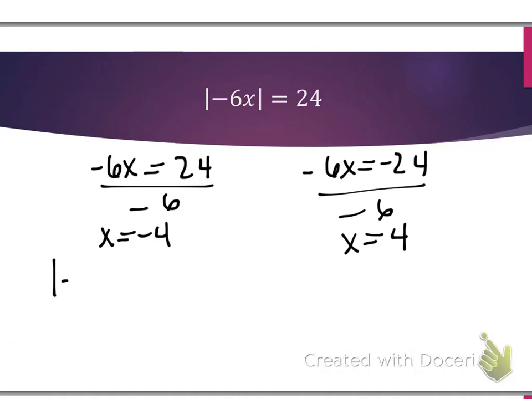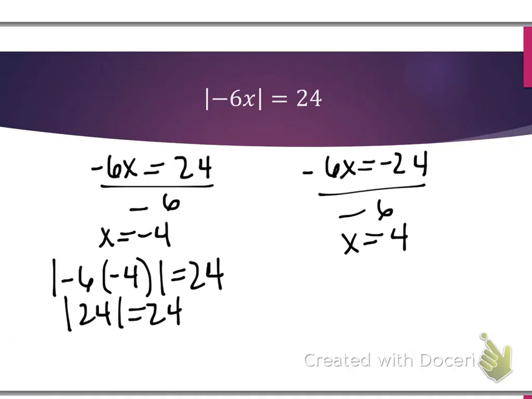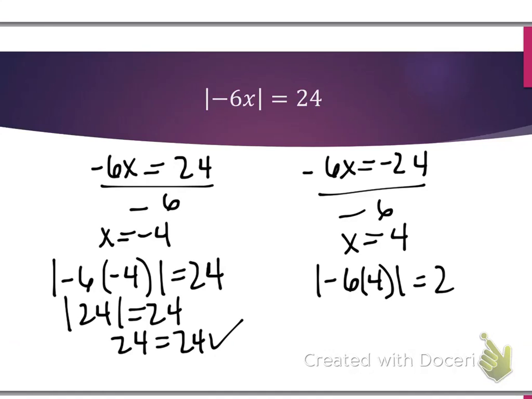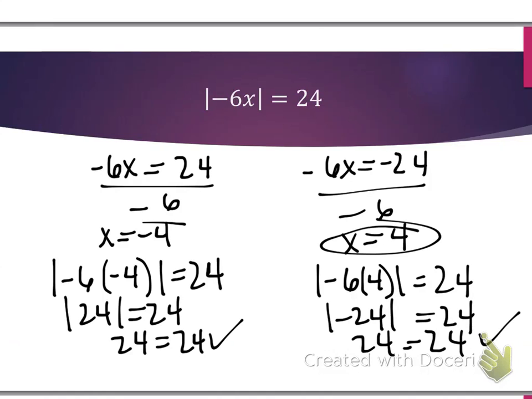We check our answers. -6 times -4 is positive 24. My absolute value keeps it positive, so 24 equals 24. -6 times 4 gets me -24. My absolute value makes it positive, so 24 equals 24. So both of my solutions worked this time.